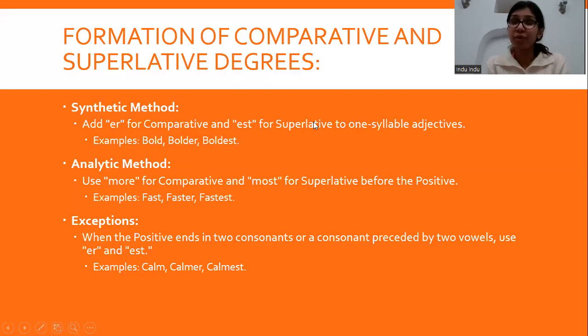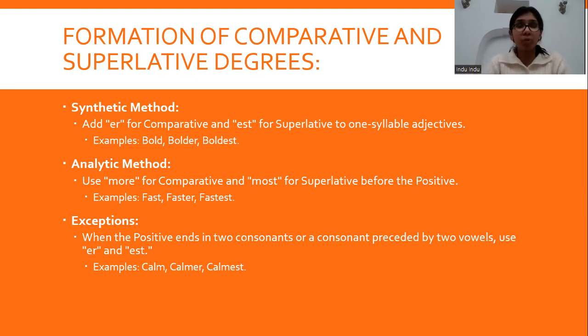Now we would be looking at the formation of comparative and superlative degrees. So there are two methods, the synthetic method and the analytic method. The synthetic method adds ER for the comparative and EST for the superlative to one syllable adjectives. For example, bold, bolder, boldest; strong, stronger, strongest. So it's ER and EST in the comparative and superlative degrees respectively, right?